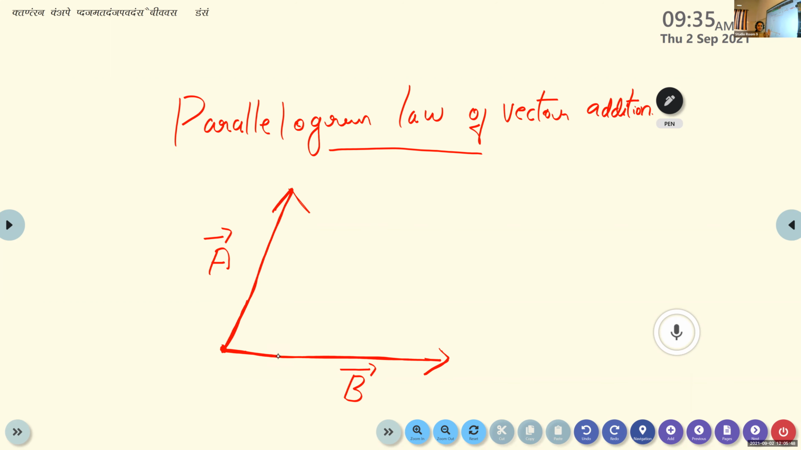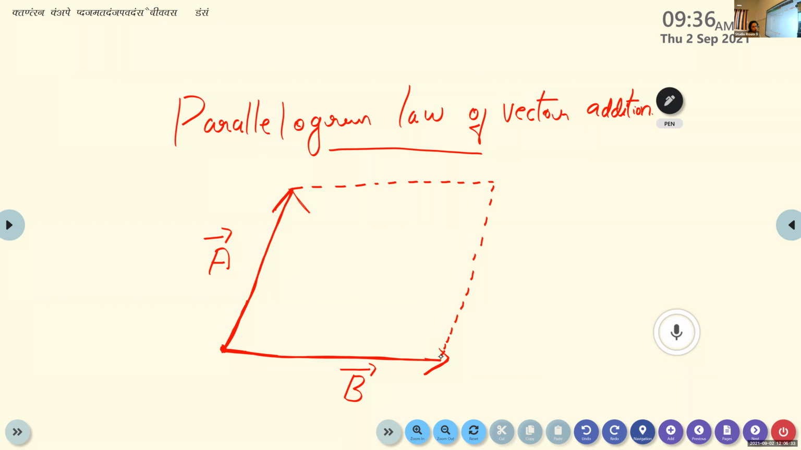So as the name implies, here we are using the parallelogram law. So here we want to consider a parallelogram. For that, we draw a line that is parallel to vector B and draw another line that is parallel to vector A, in order to find the resultant vector corresponding to vector A and vector B.